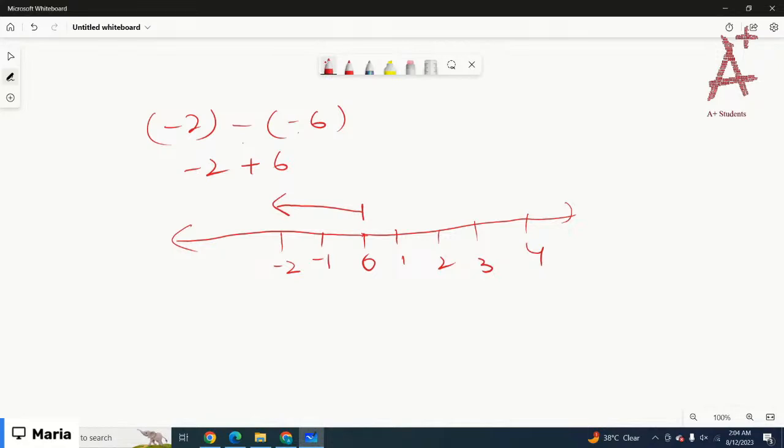Then you have to add 6. So start from here and go 1, 2, 3, 4, 5, 6. So you'll end on 4. When you count, you are left with 1, 2, 3, 4, and they are positive. So negative 2 minus negative 6 equals positive 4. So subtracting a negative number is same as adding. That is basically the concept you have to learn.